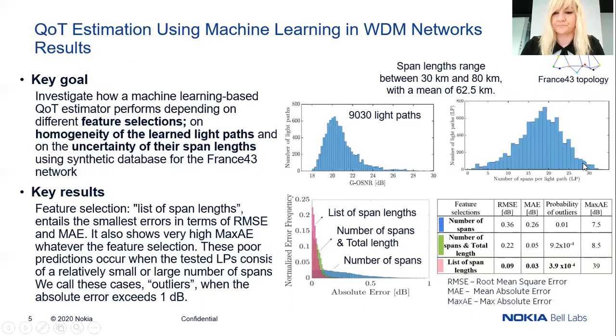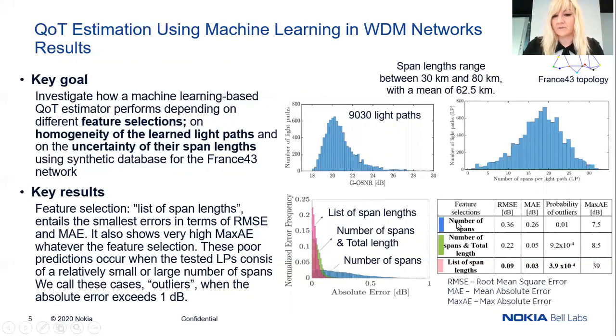We were running 1,000 simulations, and we were looking at results in terms of 3 statistical metrics, which are always used for neural networks. The first one is root mean square error. The second one is the mean absolute error. And we were also looking at the maximum absolute error.